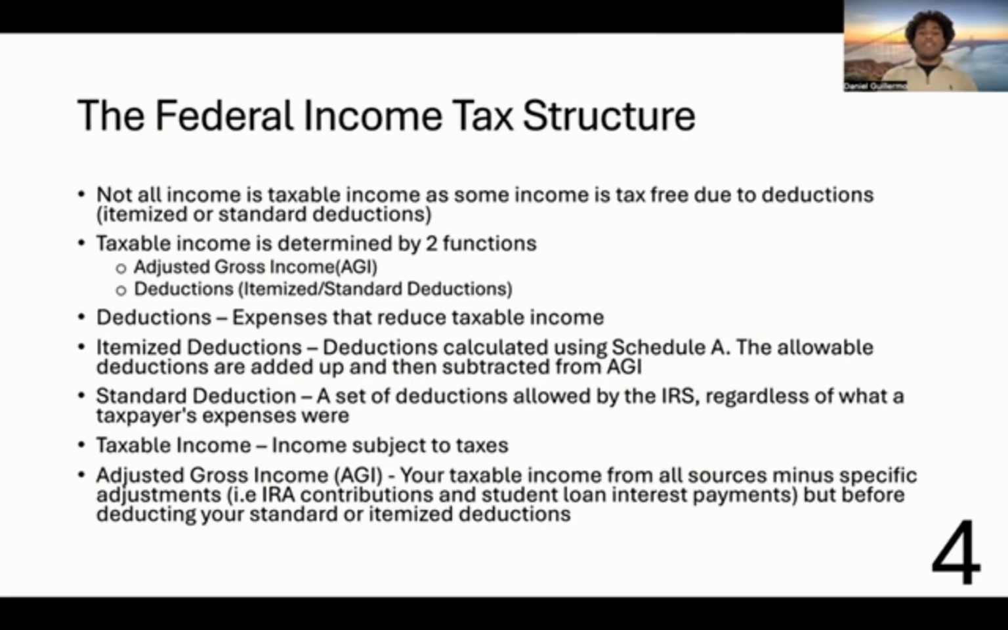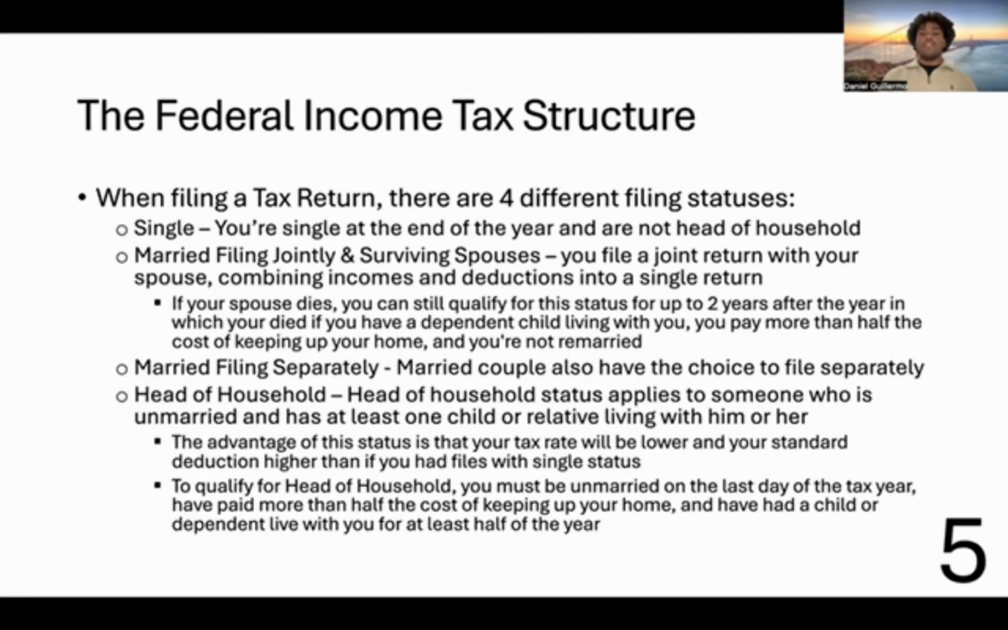Now, your taxable income is income subject to taxes, and your AGI, or adjusted gross income, is your income from all sources minus specific adjustments. And this all comes before deducting your standard or itemized deductions. Now, when filing a tax return, there are four different filing statuses: single, married filing jointly or surviving spouses, married filing separately, and head of household. All of these come with different perks and benefits depending on your filing status.